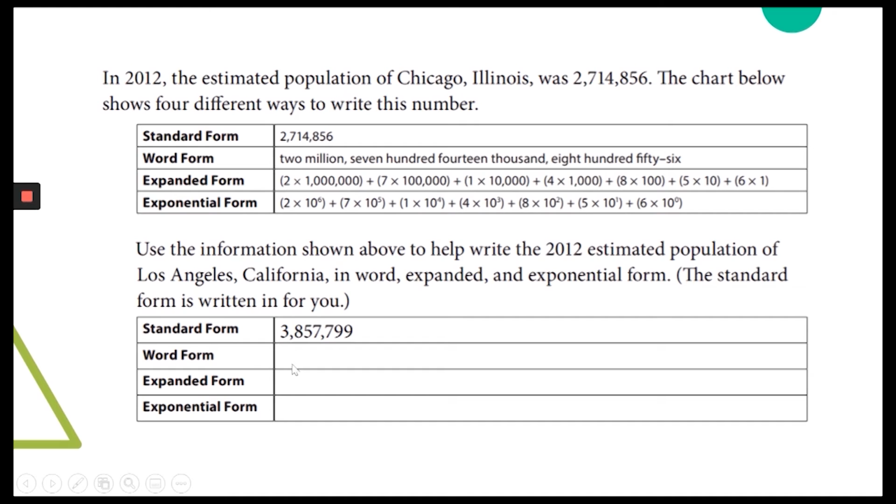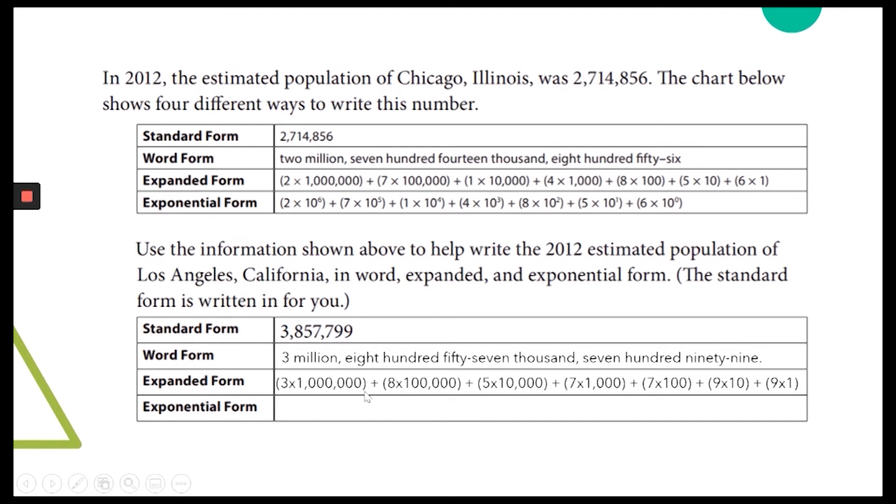How are you doing? Okay, let's look at the word form. 3,857,799. How'd you do? Okay, expanded form. 3 times 1 million, 3 is in the millions place. 8 times 100,000, 8 is in the hundred thousands place. 5 times 10,000, because 5 is in the 10,000s place. Plus 7 times 1,000, because 7 is in the thousands place. Plus 7 times 100, because 7 is in the hundreds place. Plus 9 times 10, because you see 9 in the tens place. Plus 9 times 1, because you see 9 in the ones place.